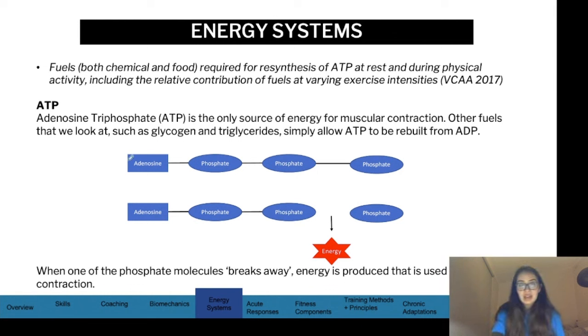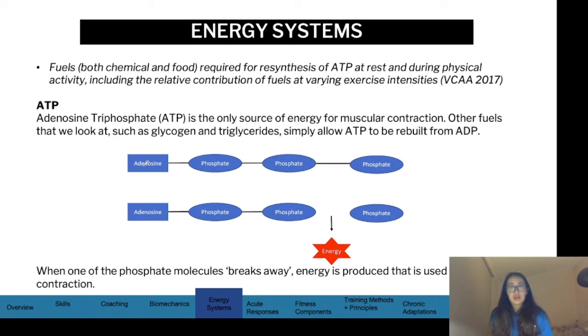Okay, so we've got adenosine triphosphate. This is the source of energy for muscular contraction. When we think of energy, you might think of kilojoules or whatever, but we eat food and we digest it, and once it's in our bodies, it's converted to this form called ATP. ATP is like the energy currency of our bodies. It's the only source of energy for muscular contractions. And we need ATP for tons and tons of processes in the body.